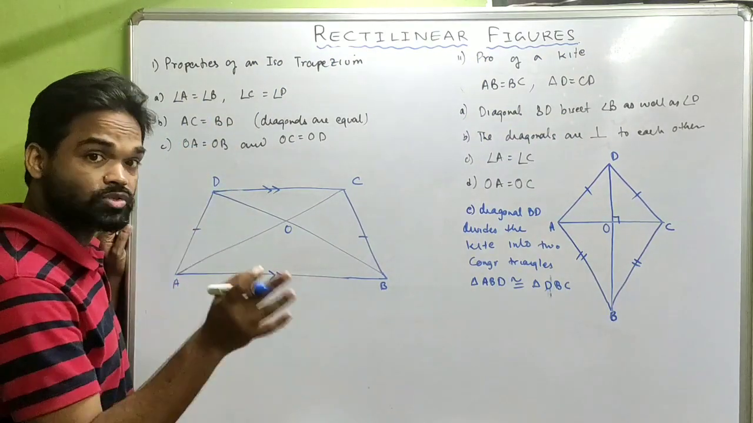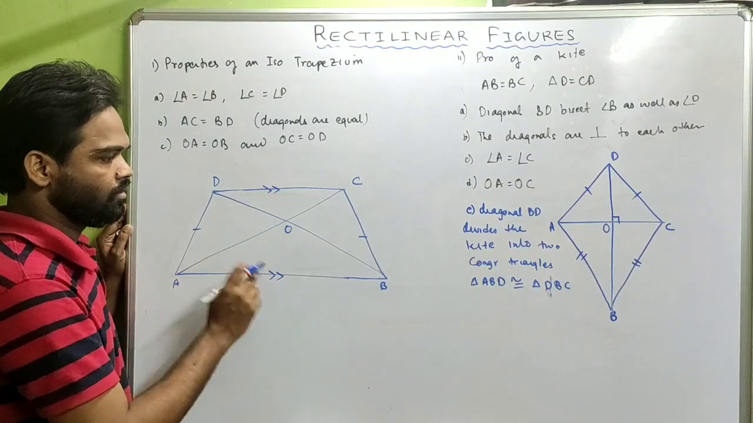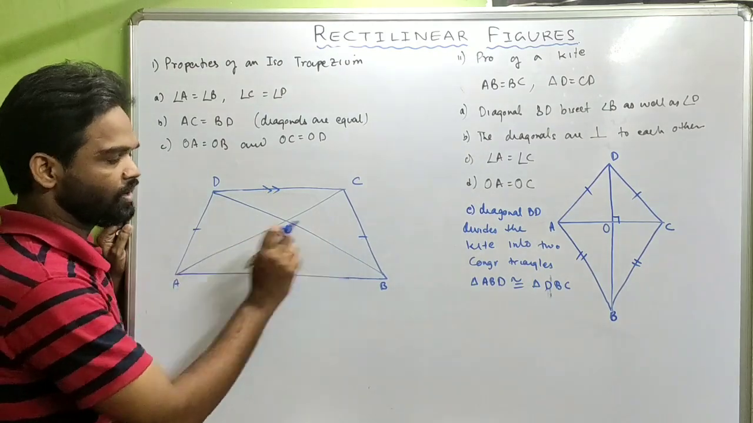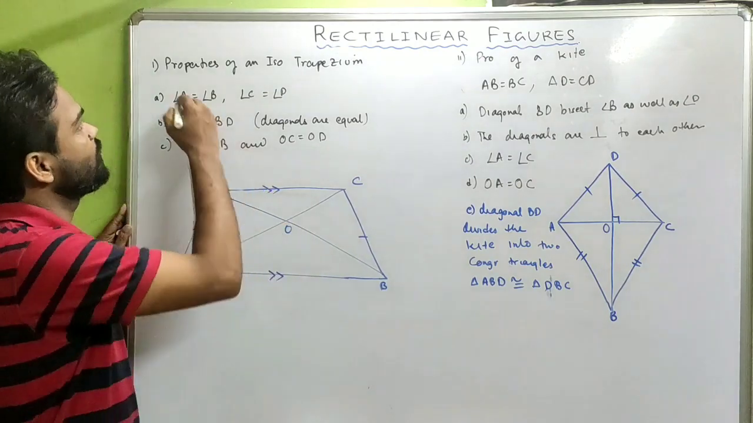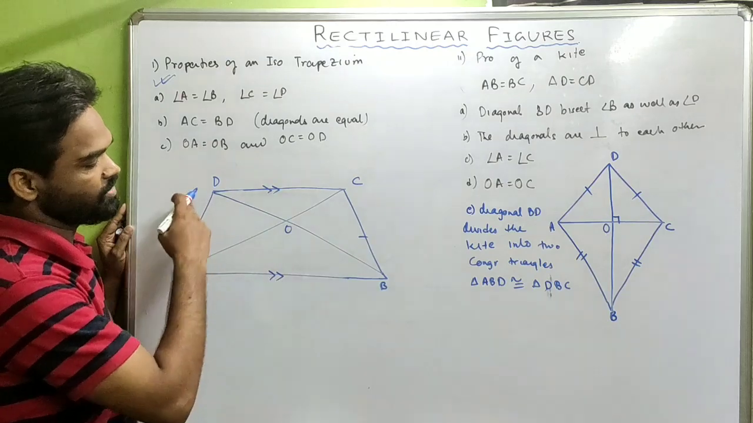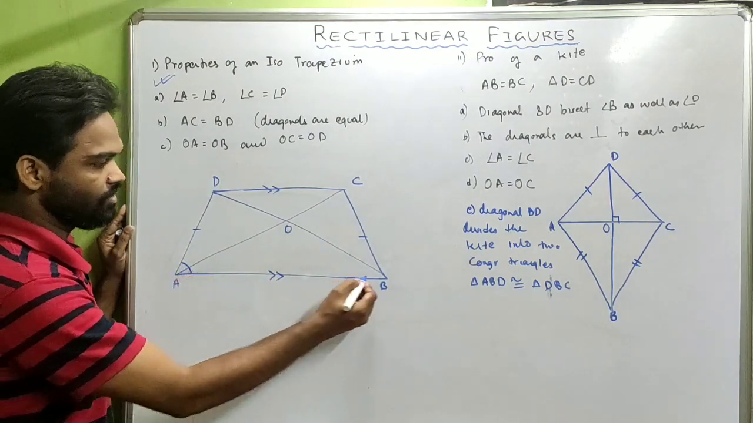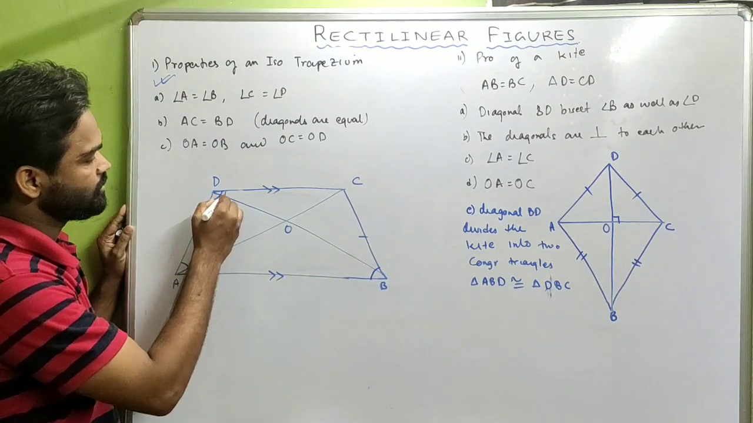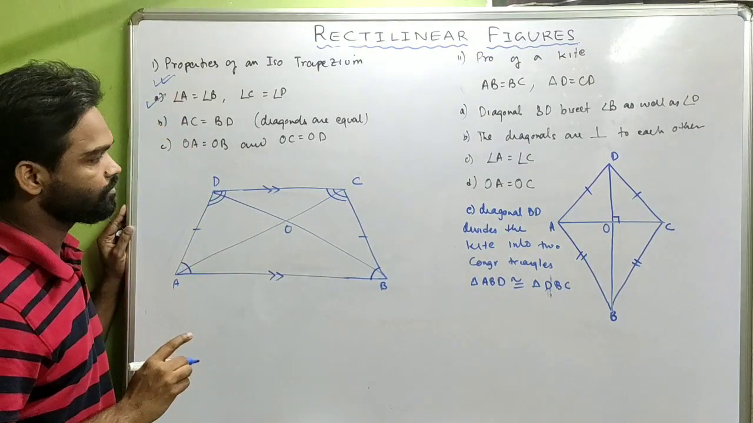Again, when I talk about isosceles trapezium, it's a quadrilateral in which one pair of opposite sides are parallel to each other and the other pair is non-parallel. And if the non-parallel sides are equal, that's known as an isosceles trapezium. So in an isosceles trapezium, I've drawn A, B, C, D. See, angle A will be equal to angle B. Similarly, angle D and angle C will be equal. That's the first property.